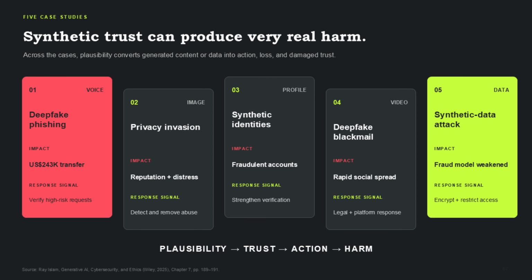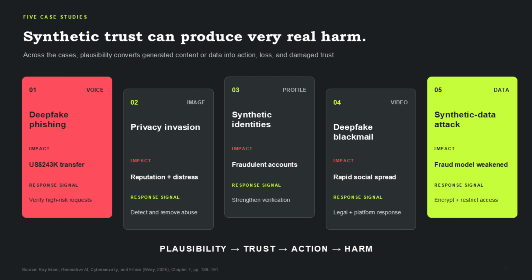These 5 cases share a pattern. Generated information looks plausible. Plausibility creates trust. Trust triggers action, and the action creates harm. The first case is the most concrete. Attackers used deepfake audio to imitate a senior executive's voice, and the CEO of a UK-based energy firm transferred $243,000 to a fraudulent account. The response included stronger voice biometric detection and more rigorous multi-factor authentication for financial transactions.